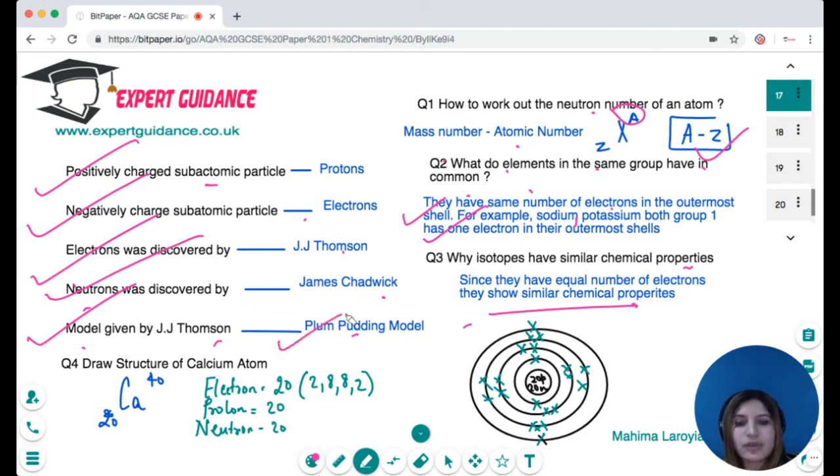Next is to draw the calcium atom. Now calcium is 40 and 20, so it means electron, proton and neutron number are all 20. Electron configuration will be 2,8,8,2, so we'll draw a calcium atom. I've just drawn a tiny nucleus. You can draw a bigger nucleus showing 20 positives and 20 circles with no charge. So I've written 20p and 20n, and then you have to show 4 shells. 2 electrons in the first shell, 8 in the second, 8 in the third, and 2 in the last.